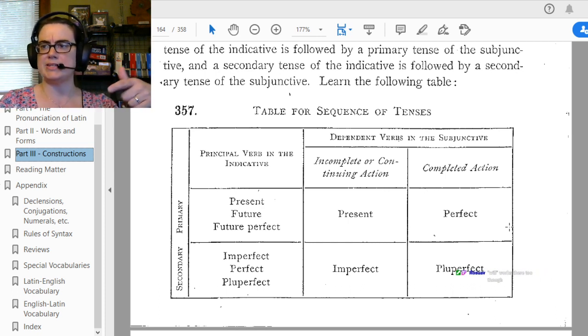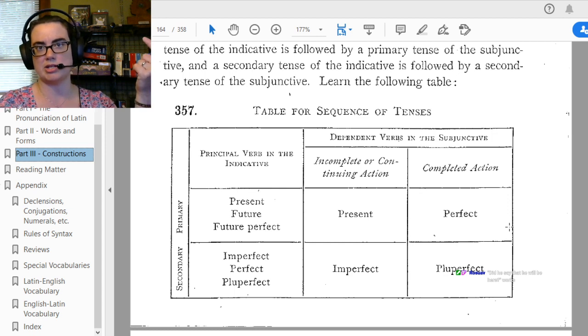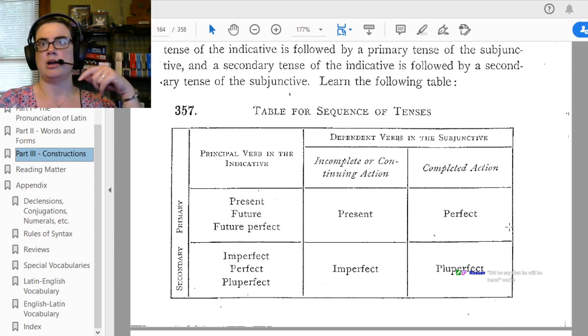If you said, is he saying that he'll be here? Or is he saying that he is coming? Present verb, present subjunctive. In English, we just use the indicative with indirect questions. But in Latin, they use a subjunctive.